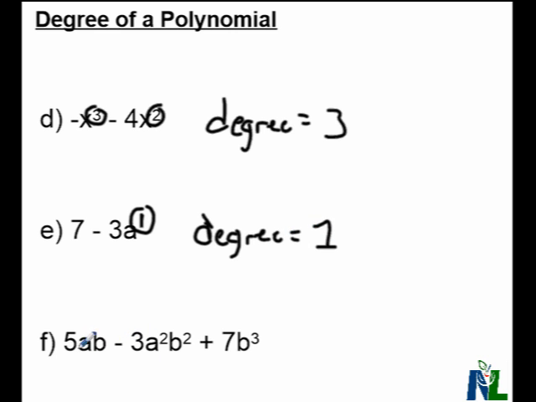Let's take a look at a little tiny bit more complicated example. This one has 3 terms. It's a trinomial. So we have 5ab minus 3a squared b squared plus 7b cubed. Well, on first glance, you might think this is the highest exponent, so the degree would be 3. However, let's just do this carefully.